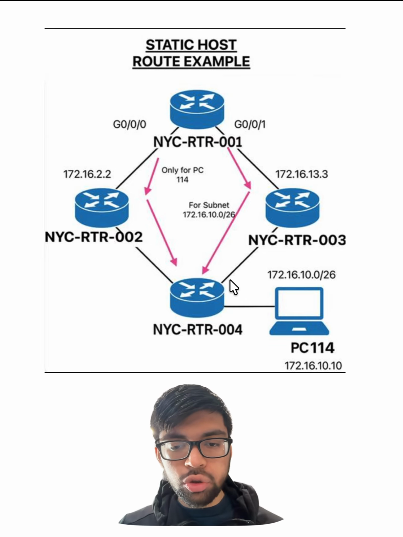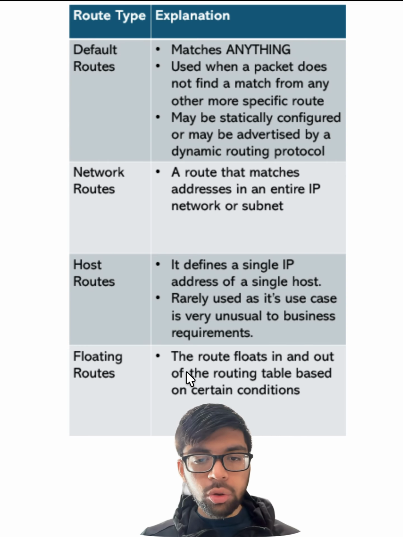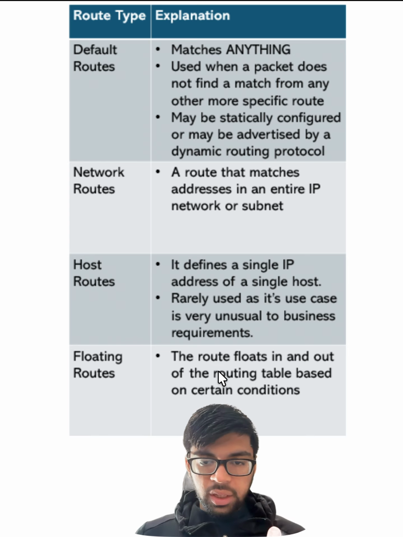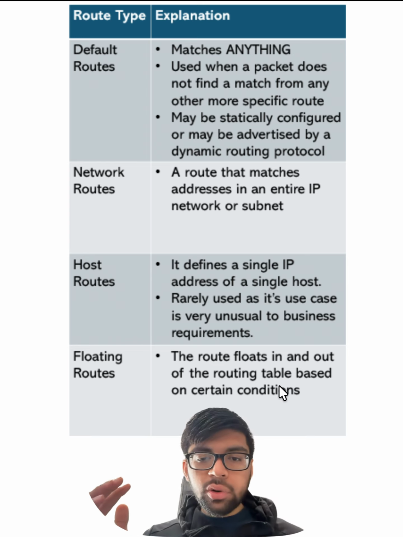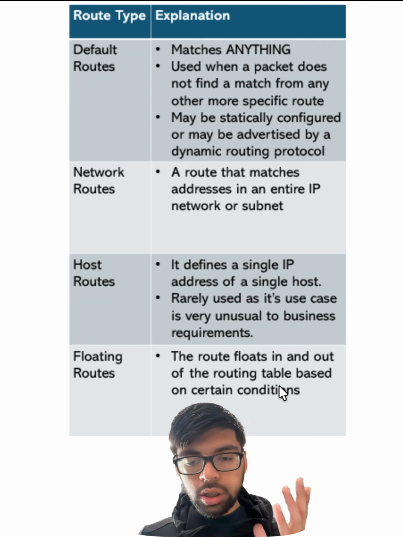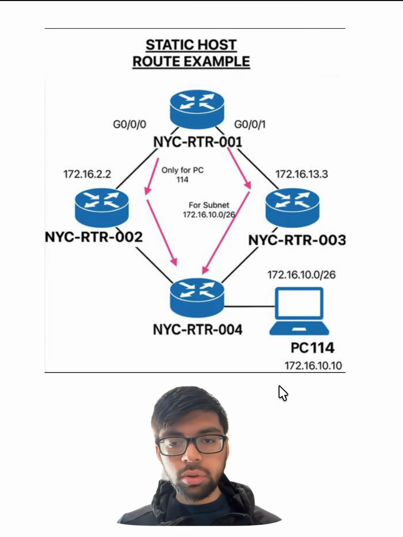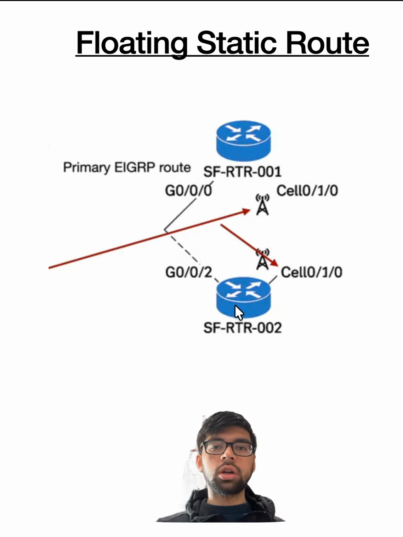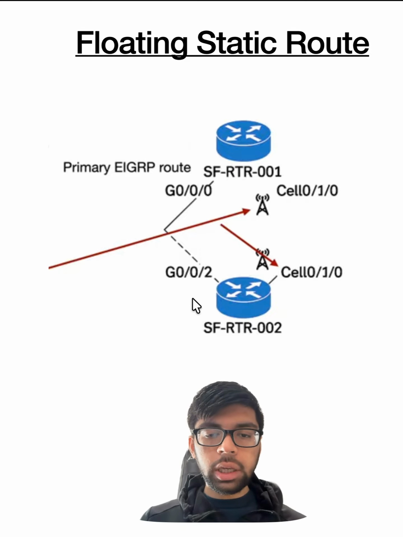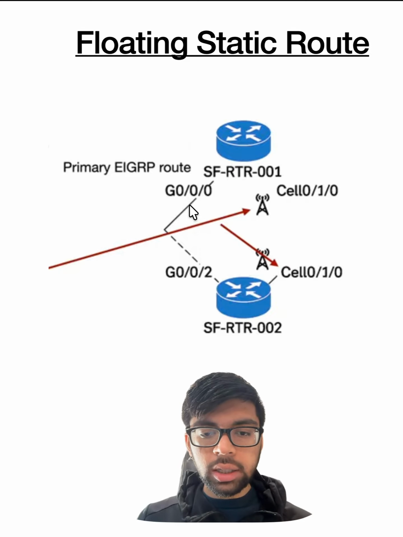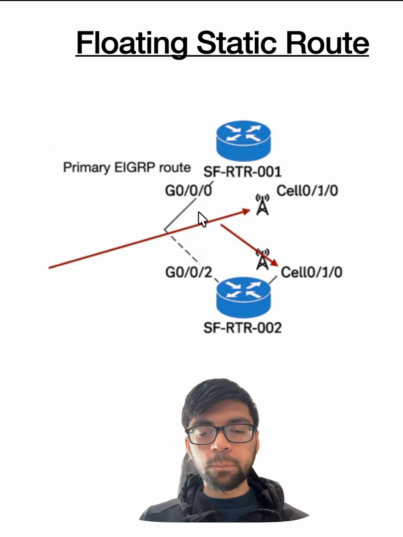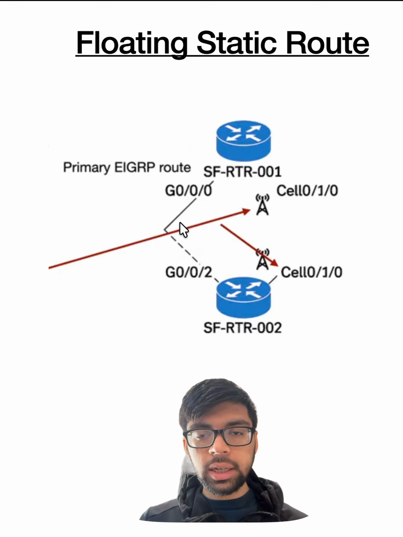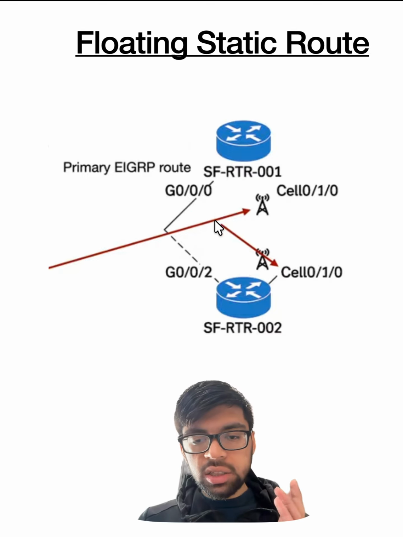That's static host routes. Now, when it comes to floating static routes, these float in and out of a routing table based on certain conditions, certain circumstances. So here we've got an example. We've got San Francisco router 1, San Francisco router 2. We've got a primary IGRP route here. This is using a gigabit Ethernet link. Okay, this is an Ethernet 1 link here. Now, this is the primary route.